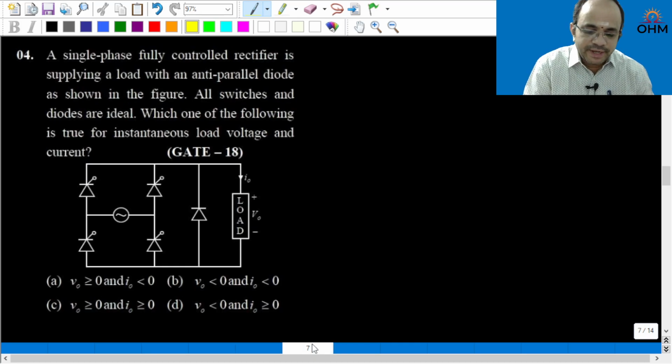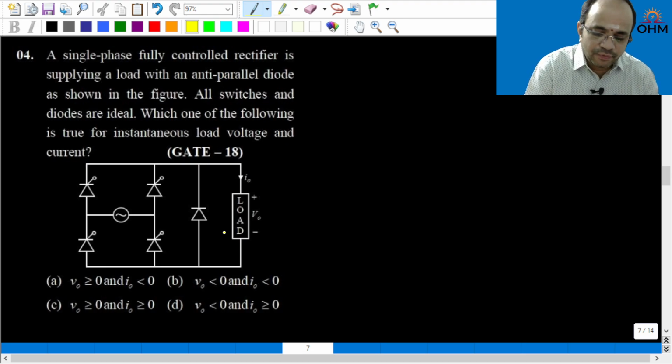Now let us move to the next question. This is also a very simple and conceptual question. A single phase fully controlled rectifier is supplying a load with an anti-parallel diode as shown in the figure. All switches and diodes are ideal. Which one of the following is true for instantaneous load voltage and current?